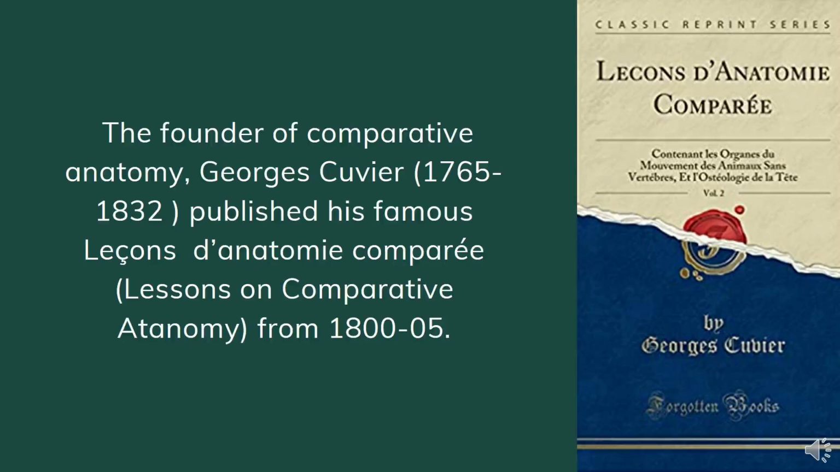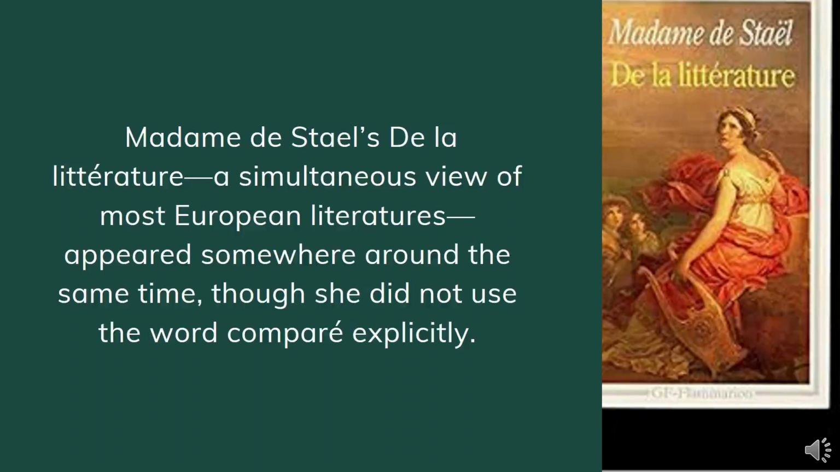That was not particular to literature, but it was the first work done on comparative anatomy. Then there came Madame de Staël's De la littérature, literature in English, littérature in French: a simultaneous view of most European literatures. She made a comparison of the famous pieces of European literature of that time, and it appeared around the same time, 1800 to 1805. She didn't use the word compare or comparison in her book, but the work was actually a comparison of various pieces of European literature. So that was actually work in comparative literature.